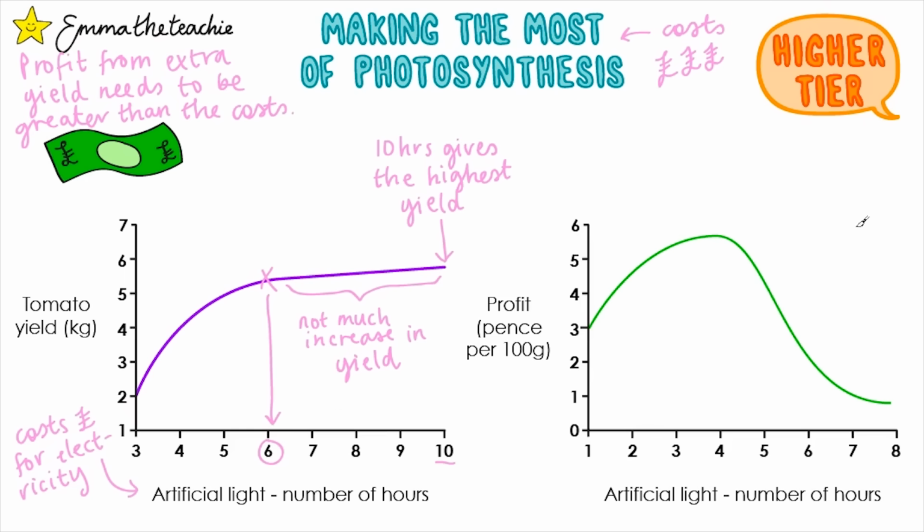Now let's say we had access to the information in this graph. This graph looks at the actual profit. We can see that the profit peaks at 4 hours of artificial light, a different answer than what we came up with previously. But when we look at the previous graph, we can see that between 3 and 4 hours of artificial light was the steepest increase in yield. So it makes sense that this would give the most profit for the farmer.